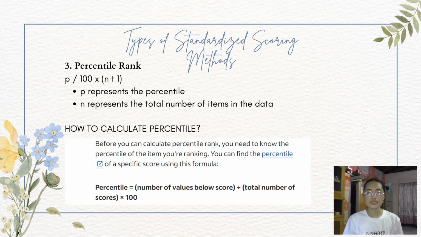The third one is the percentile rank. The formula is P over 100 times N plus 1. So the P here stands for, or represents, the percentile, and N represents the total number of items in the data.